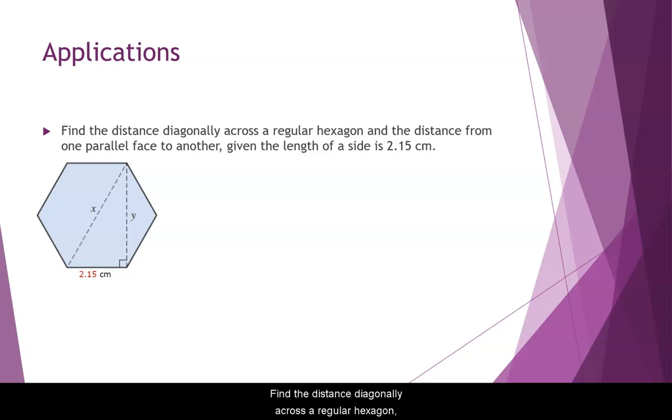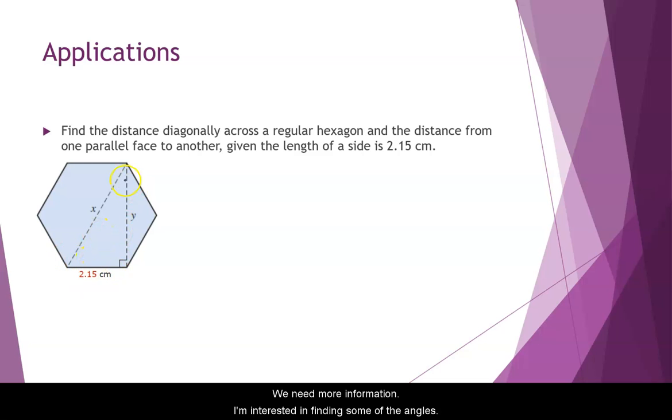Find the distance diagonally across a regular hexagon, so a six-sided regular shape, and the distance from one parallel face to another, given the length of a side is 2.15 centimeters. In other words, we want to find x and we want to find y. At this point, though, we only have two pieces of information about this triangle. We know that the angle is a right angle, and we know that one of the side lengths is 2.15 centimeters. We need more information.